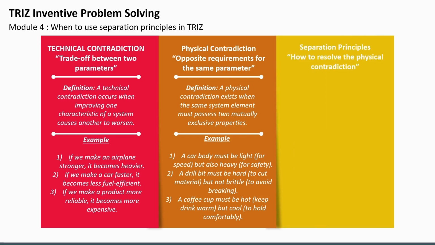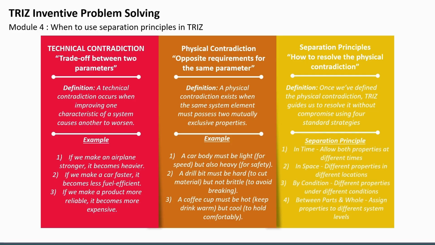Once we frame these physical contradictions, from here on we can move to something called separation principles. And what are these separation principles? As I told in the introduction or the beginning of this video, separation principles are some predefined principles of TRIZ which help us to handle these physical contradictions in a better way. So there are four separation principles: separation principle by time, separation principle by space, by condition, and by parts and whole. We have seen the definition of each of these in the previous slide. Now let's get deep into each of these and understand how to handle each separation principle.